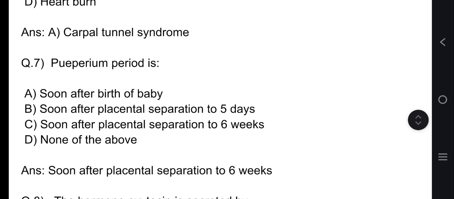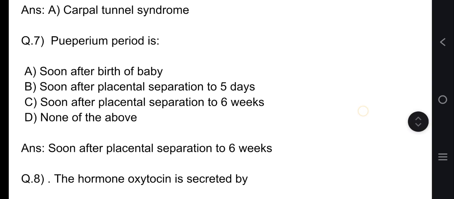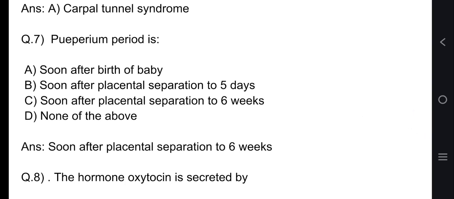Question number 7. Puerperium period is A. Soon after birth of baby, B. Soon after placental separation to 5 days, C. Soon after placental separation to 6 weeks, and D. None of the above. आणि बरोबर उत्तर आहे C. Soon after placental separation to 6 weeks.